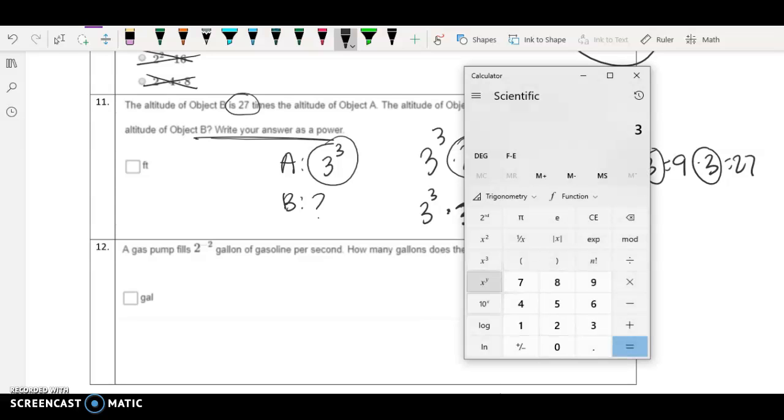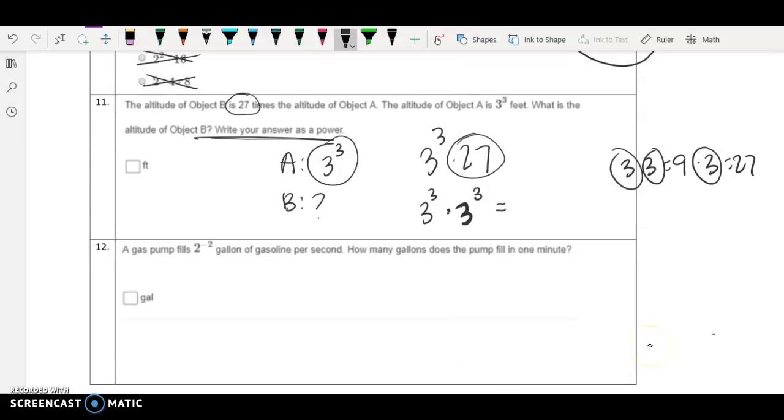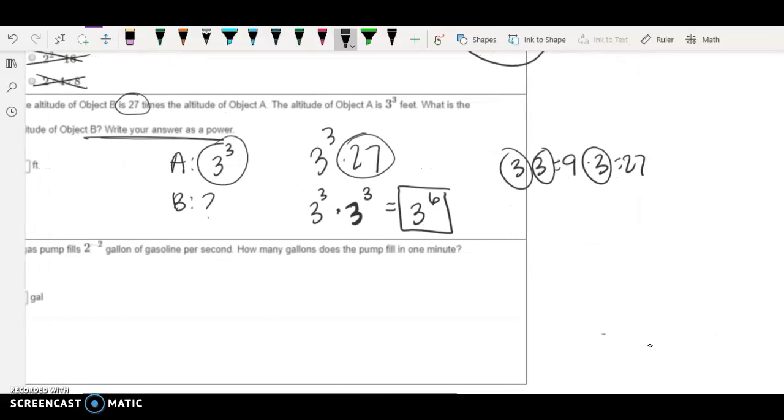And to double check, 3 to the 3rd power is 27. And so now I can use my exponential rules. So when I multiply, I keep my base, and I add my exponents. So I get 3 to the 6th.